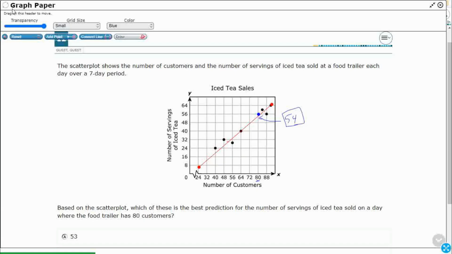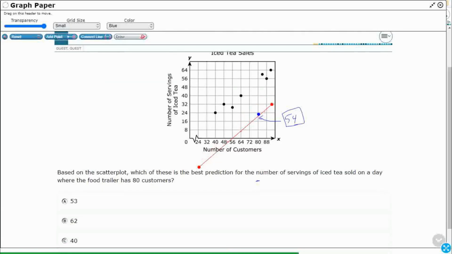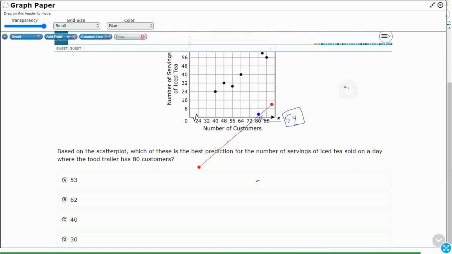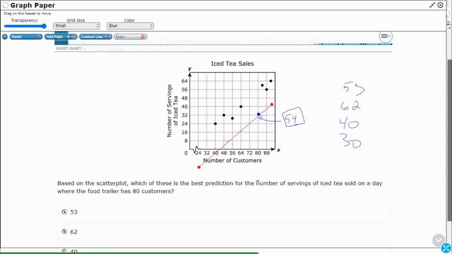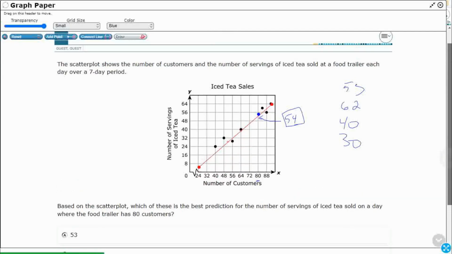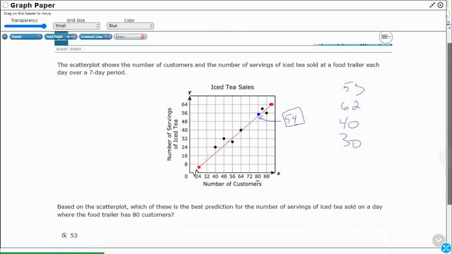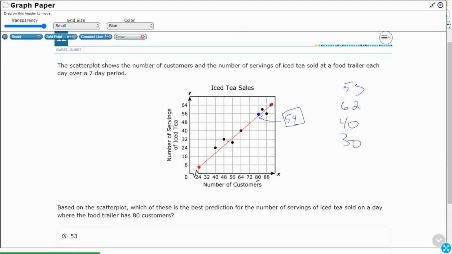Our answer choices are going to be, let me write them over here so I can get that graph back on there: 53, 62, 40, and 30. All right, so that was what I ended up drawing right there. And take a look at these dots, right? So 53 is kind of right where I was. Put that right there. All right.